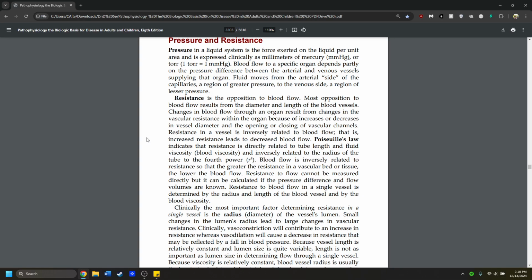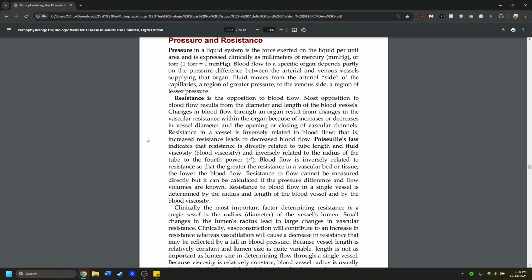Resistance is the opposition to blood flow. Most opposition to blood flow results from the diameter and length of the blood vessel. Changes in blood flow through an organ result from changes in the vascular resistance within the organ. Because of the increase or decrease in vessel diameter at the opening or closing of vascular channels, resistance in a vessel is inversely related to blood flow. That is, increased resistance leads to decreased blood flow.